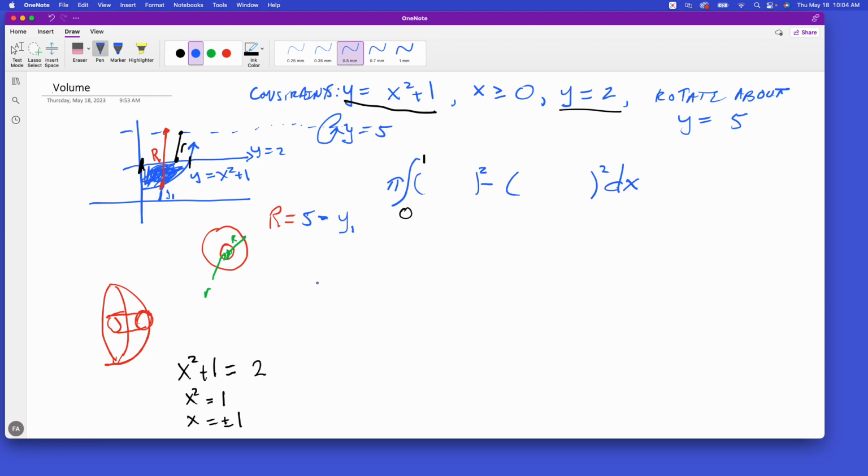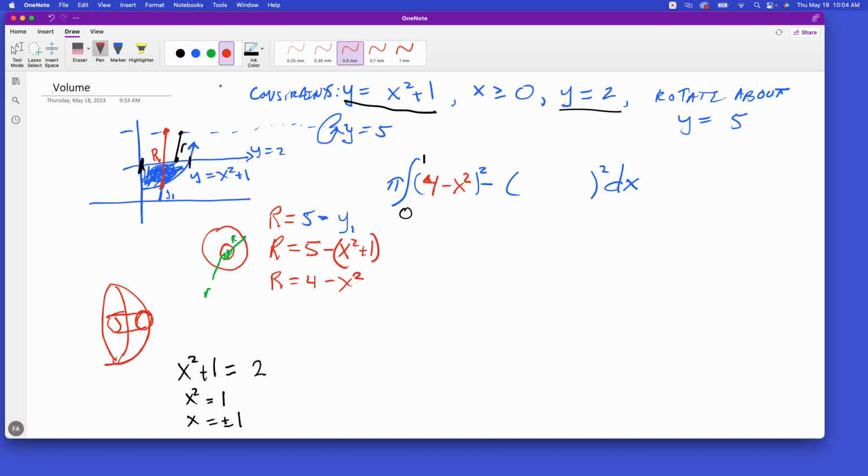In this case, it's actually y1. Now, the thing is that we're counting in terms of x's, so we can't leave this as y1. So this means that big R is 5 minus another definition for y1, which would be x squared plus 1, right? And I can rewrite that as 4 minus x squared. So now I have the first piece, 4 minus x squared.